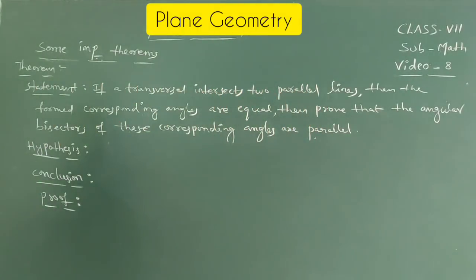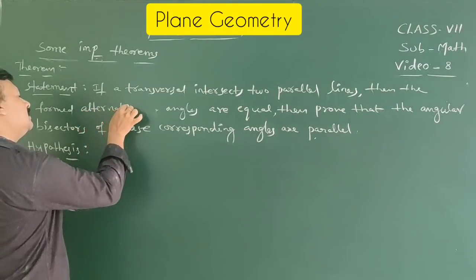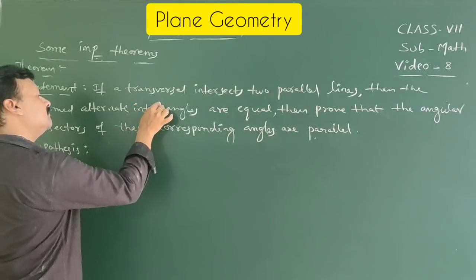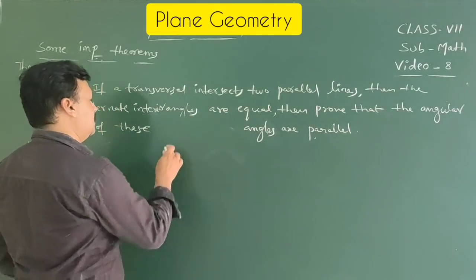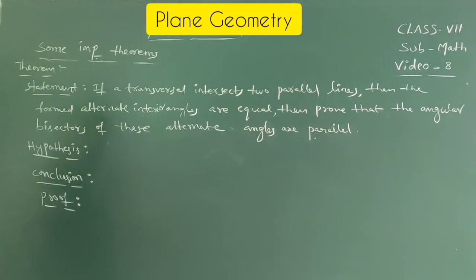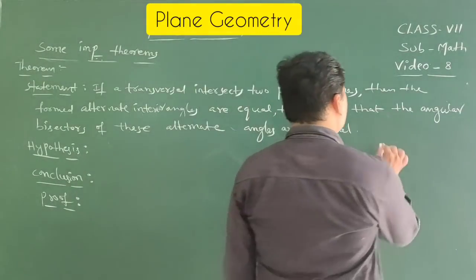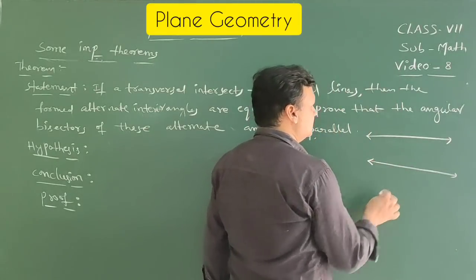Next theorem: if a transversal line intersects two parallel lines, then the formed alternate interior angles are equal. Prove that the angular bisectors of these alternate interior angles are parallel. You need to prove this. Already you proved one theorem, that's why this is easiest.